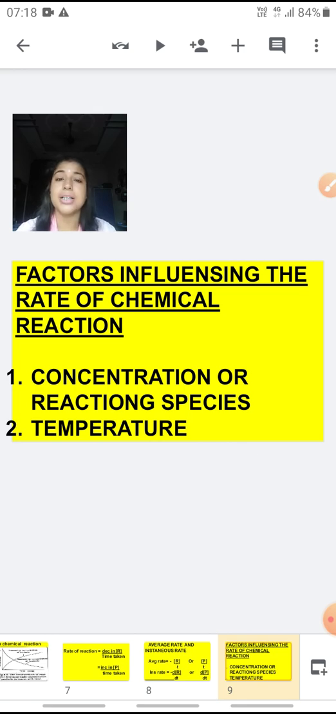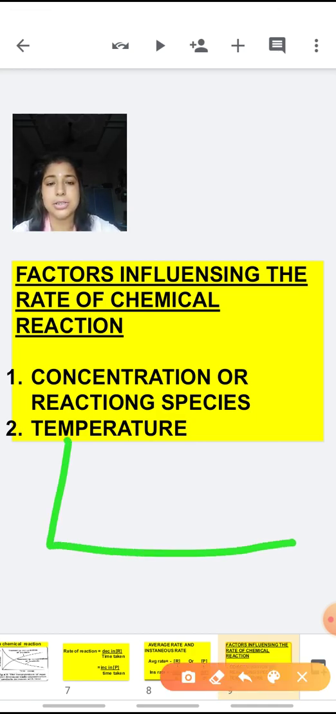Now the second factor is temperature. Temperature is a very important factor. A topic is there at the end of the chapter also which includes temperature, in which it has been explained that with every 10-degree rise in temperature, the rate of almost all chemical reactions gets doubled. Whether the reaction is endothermic or exothermic, with the increase in temperature, the rate of reaction will always increase.